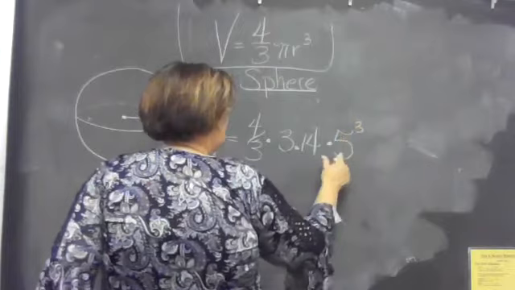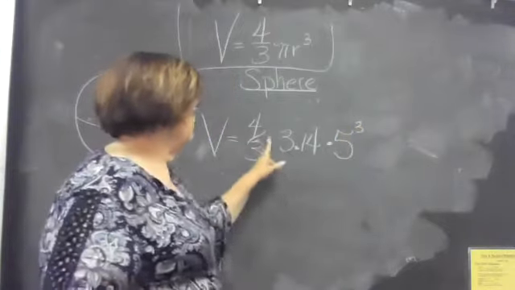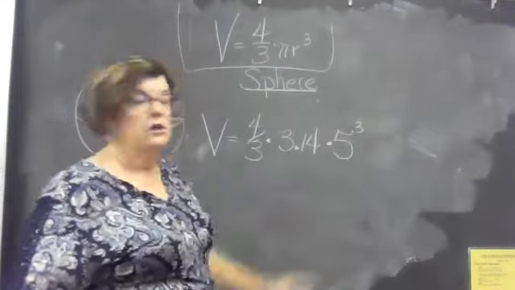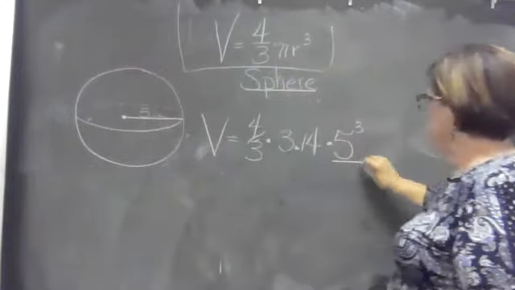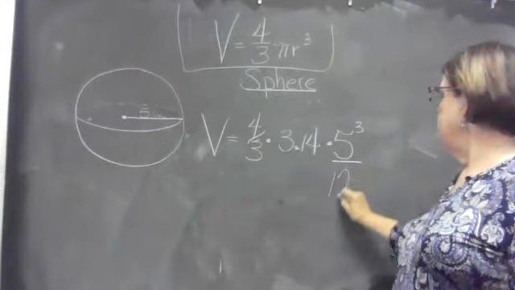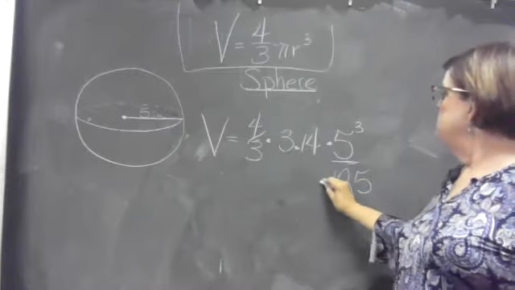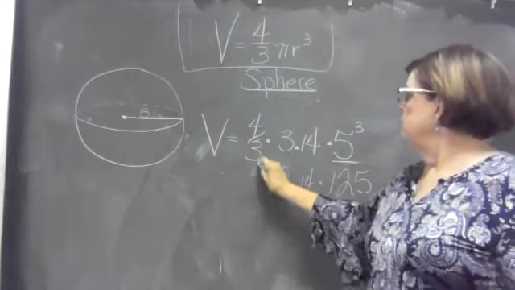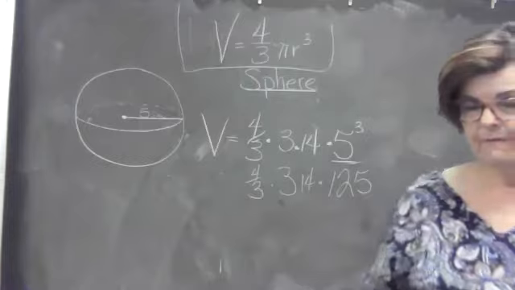Okay, that means 5 times 5 times 5. Now, since all of this is multiply, you can put the whole thing in your calculator if you're careful. If you're doing this by hand, you need to do the exponent first and get an answer to that. And that's going to be 125 times 3.14 times 4/3. And then working that in your calculator.